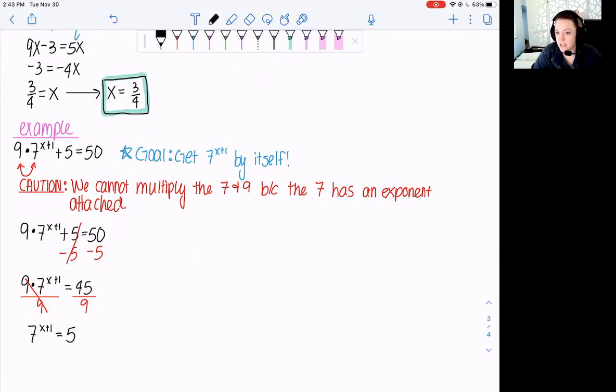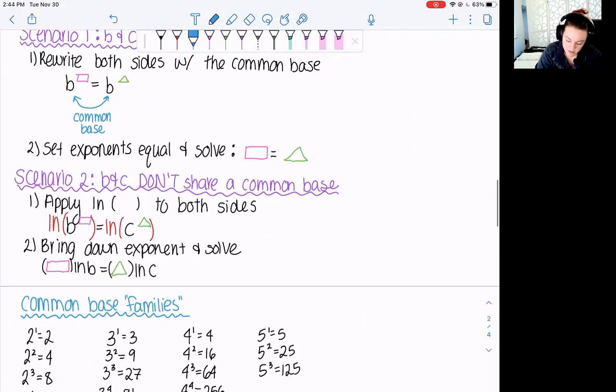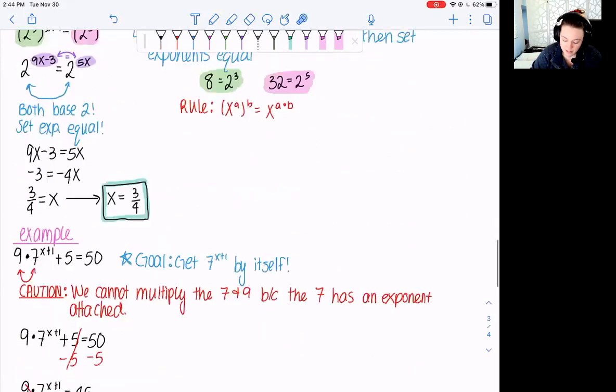These guys do not share a common base. 7 and 5 are not in any family together. They are not powers of the same number. We cannot use the method that we used in the previous problem. So because 7 and 5 do not have a common base, we are in scenario 2. Let me scroll up here. We're in scenario 2. In that case, we're applying ln to both sides and bringing the exponents down and then solving.